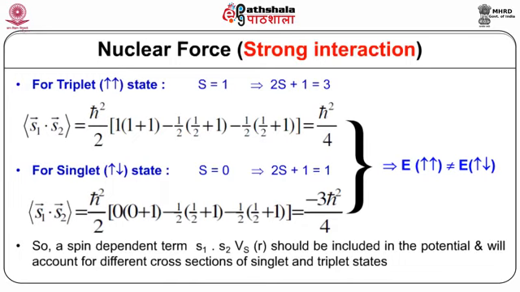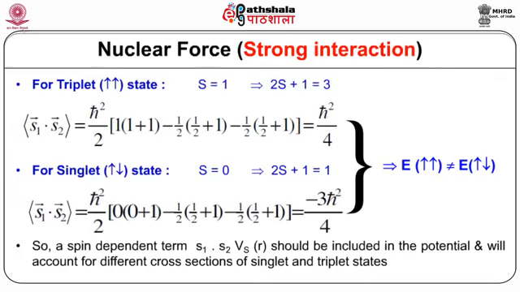For the singlet state, in which the neutron and proton have opposite spin, capital S is equal to 0, so 2S plus 1 is equal to 1. So the expectation value of S1 dot S2 in this state is equal to minus 3ħ²/4.